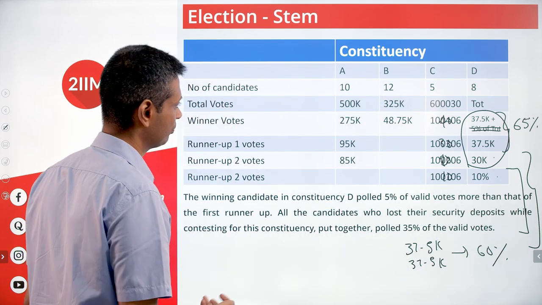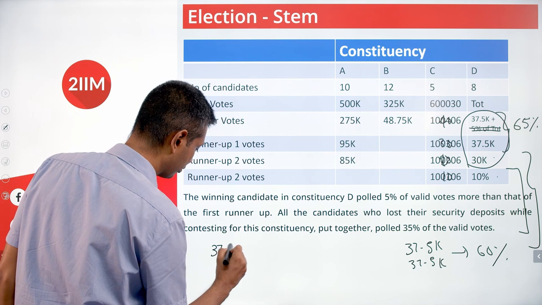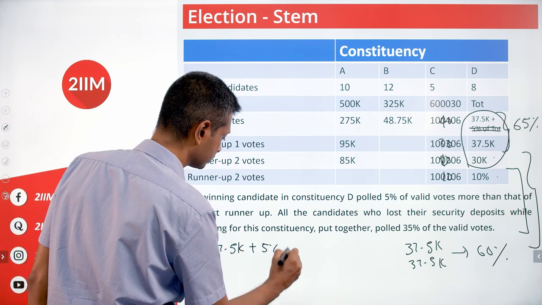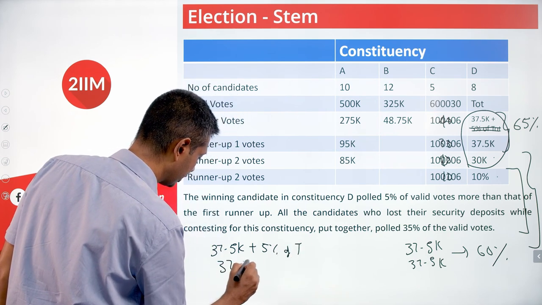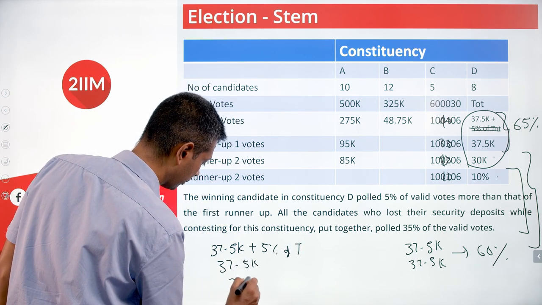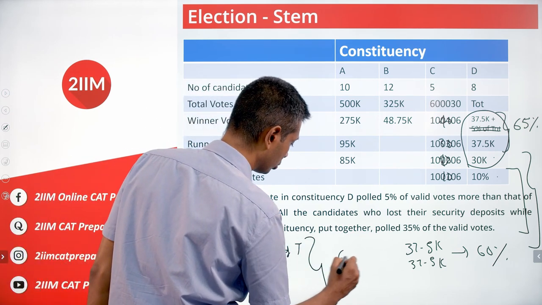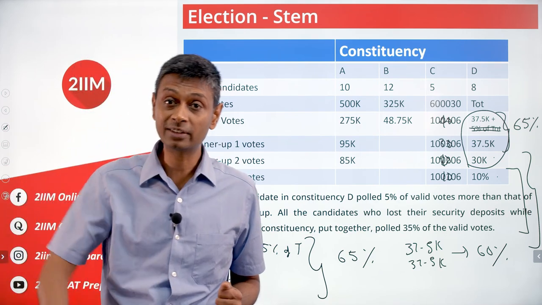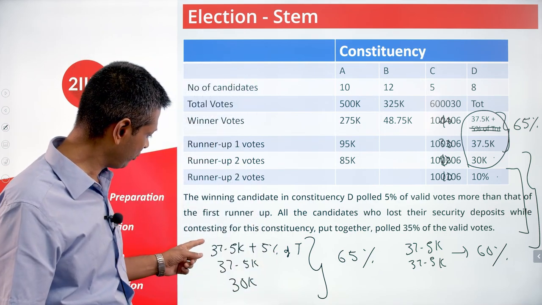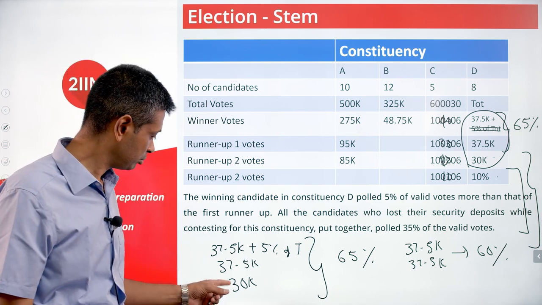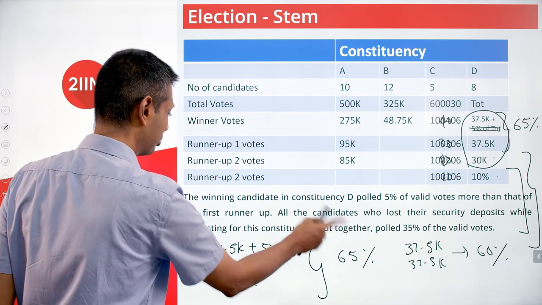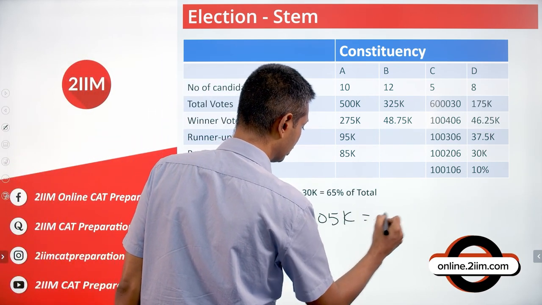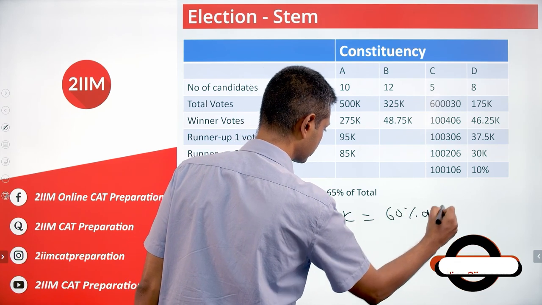All 3 retain it. From here downwards, goes for a toss. Let's do the math for that. That means 37.5k plus 5% of total plus 37.5k plus 30k. These 3 add up to 65%. First 3 retain their deposit. Everyone else after that loses. 37.5 plus 37.5 is 75k. Plus 30 is 105k. This 5% goes that side. Or 105k is equal to 60% of total.